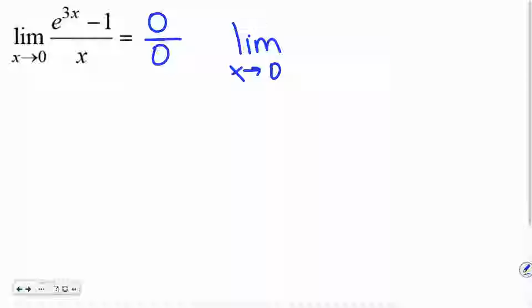Colby, what is the derivative of e to the 3x minus 1? It is 3e to the 3x. Okay, the derivative of x is 1. So now when we try direct substitution, when we plug in 0, we get 3 times 1 over 1.